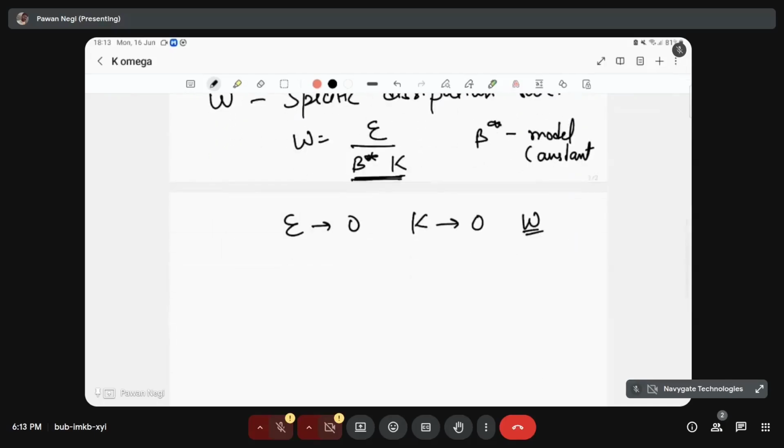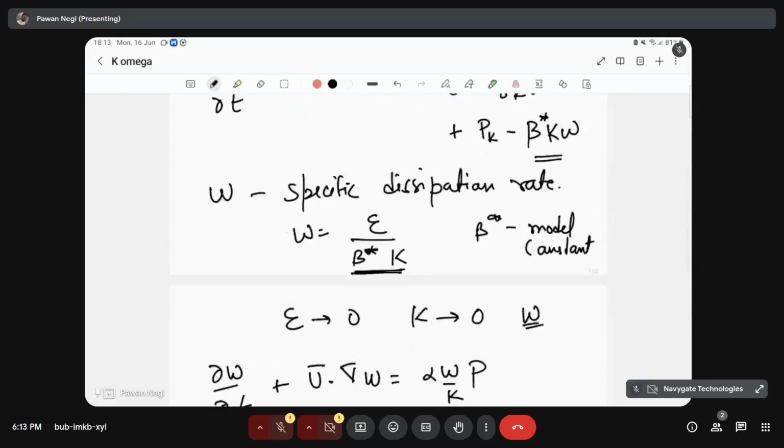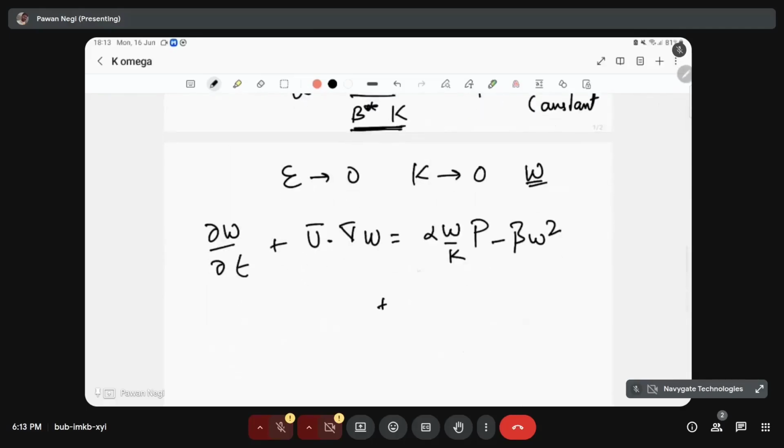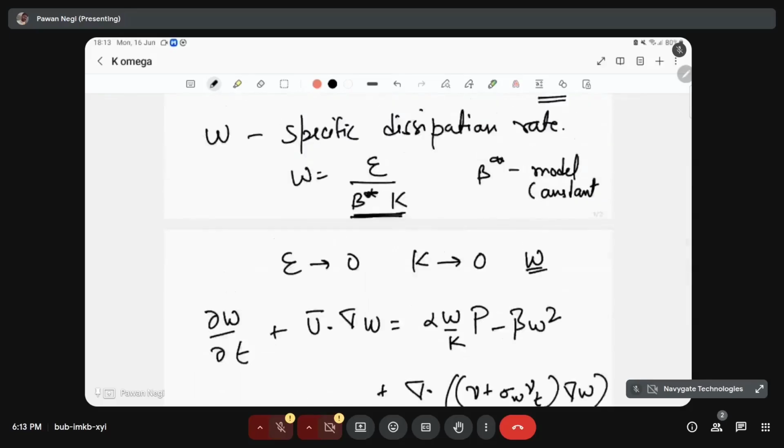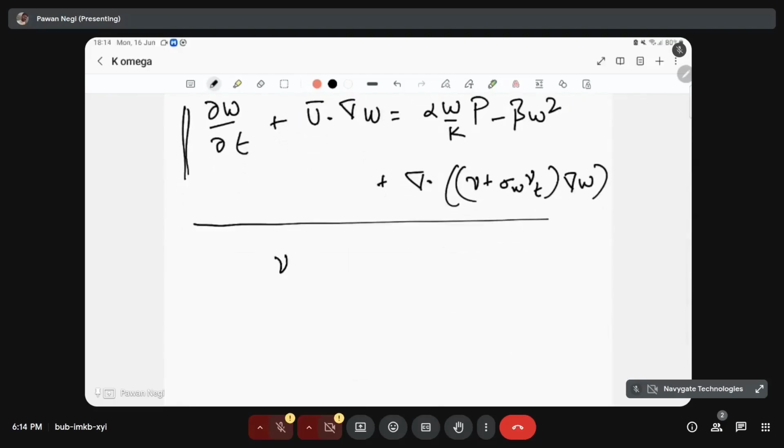For omega, we have a similar transport equation, which is this. When we solve these two together, we are essentially using the K-Omega model. The turbulent viscosity is estimated using K over omega. Notice the difference: for K-Epsilon, we had C nu K square over epsilon. Let's see how we can calculate K and omega.